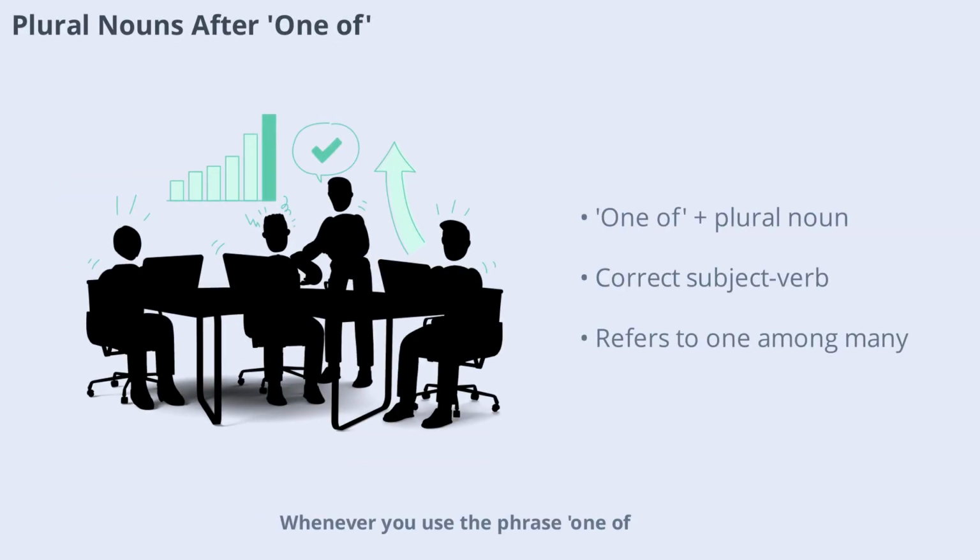Whenever you use the phrase "one of," the noun that follows must be in the plural form. For example, "one of my friends is working with the United Nations" is correct, while "one of my friend is working" is not. This rule is crucial for expressing that you are referring to one among many, not just a single friend.